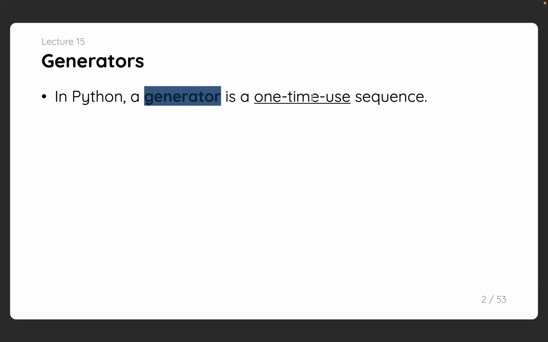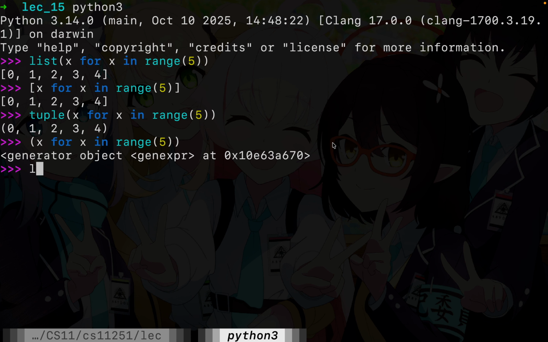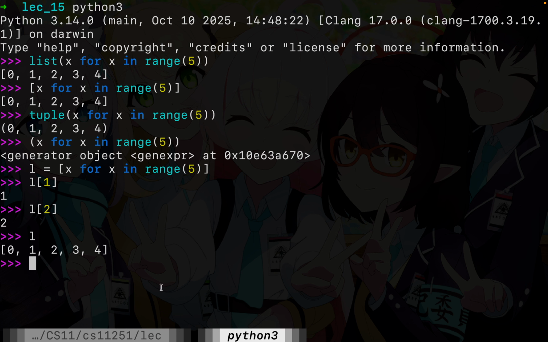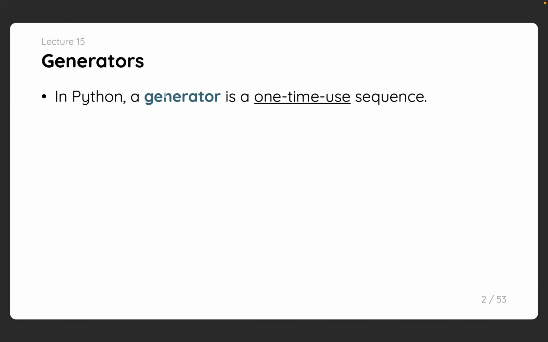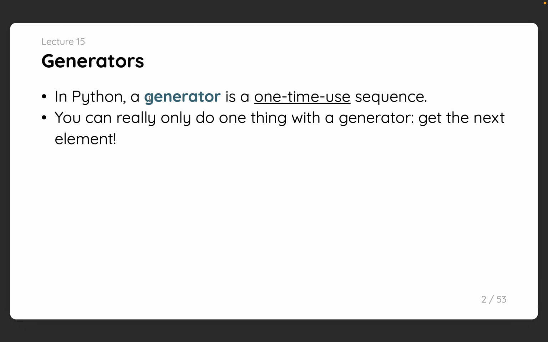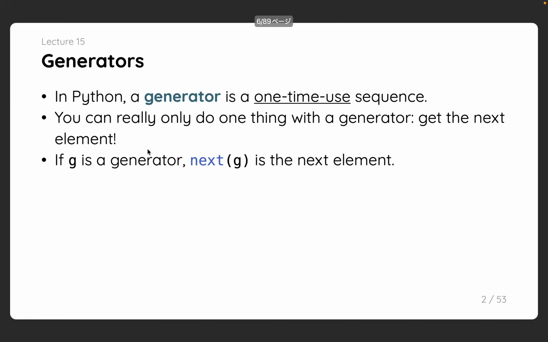So what is a generator? It's essentially a one-time use sequence. Even though, let's say, we have a list, we can use that list several times. We can index it, we can show the entire list multiple times. Generators, on the other hand, are one-time use. For generators, there is really only one thing that you can do with them, and that is to get the next element. What do I mean by that? If g is a generator, to get the next element, you do next g.